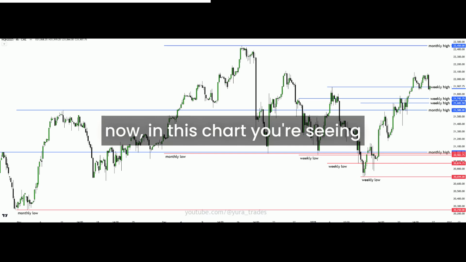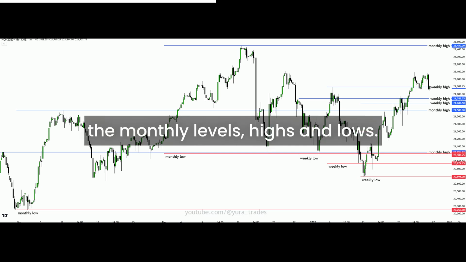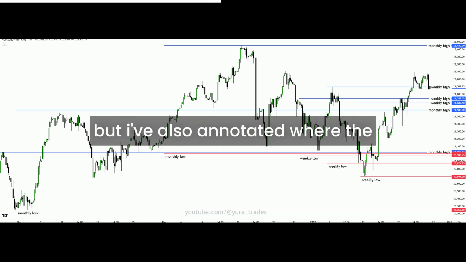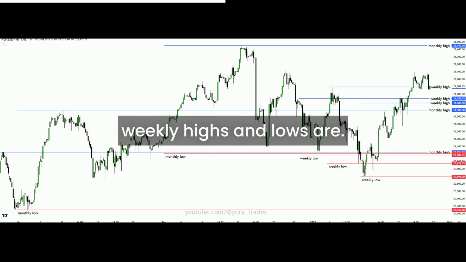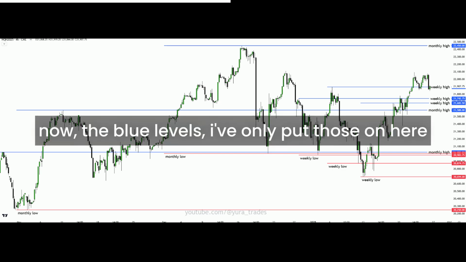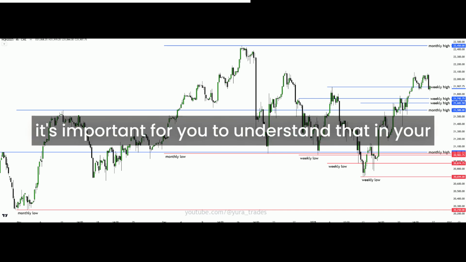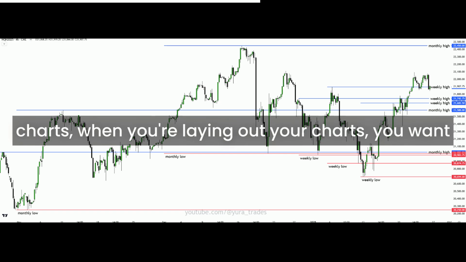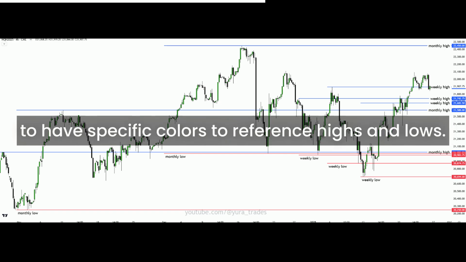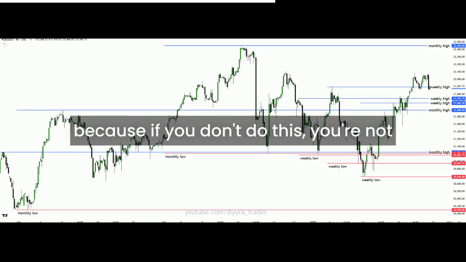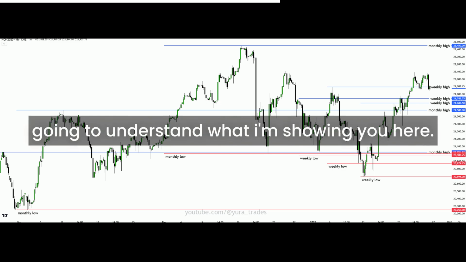Now in this chart, you're seeing the monthly levels, highs and lows, but I've also annotated where the weekly highs and lows are. Now the blue levels, I've only put those on there to differentiate highs, and the red levels are lows. It's important for you to understand that when you're laying out your charts, you want to have specific colors to reference highs and lows. Because if you don't do this, you're not going to understand what I'm showing you here.